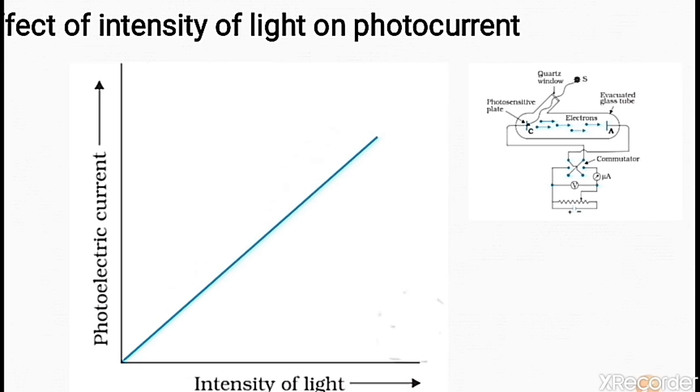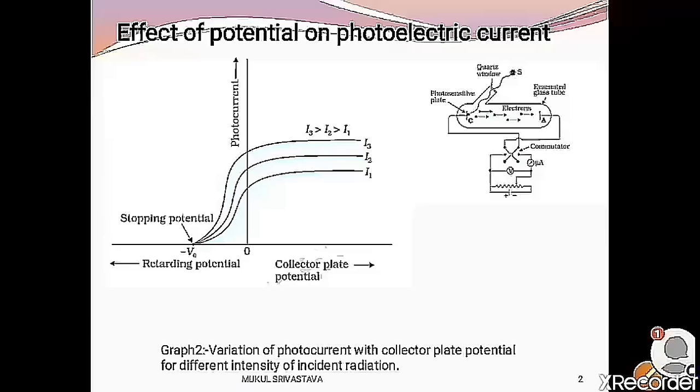Now it is found that the photoelectric current increases linearly with the intensity of the incident light, as shown in the figure. The photocurrent is directly proportional to the number of photoelectrons emitted per second, which implies that the number of photoelectrons emitted per second is directly proportional to the intensity of the incident radiation. Now we are going to discuss the effect of potential on photoelectric current.